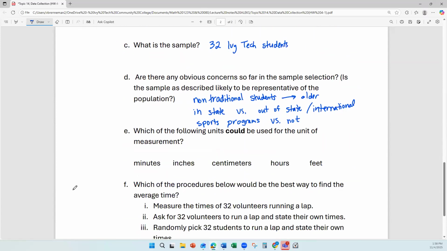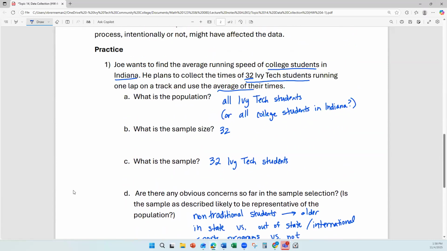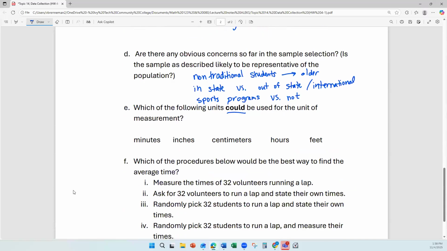Now, you'll have questions like this: which of the following units could be used? I've added bold for the unit of measurement. This isn't asking what would actually make sense to use. This is asking, we're measuring time here. So he's measuring, finding the average of their times. So what could be used to measure time? Minutes could be used, hours could be used. So you're not thinking about which one of those you would actually choose. Like, you're probably not going to state the amount of time it takes somebody to run one lap around a track in hours, but you could. So you're selecting all of that type of measurement.